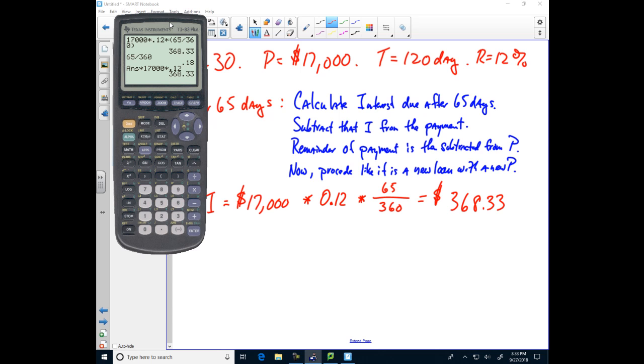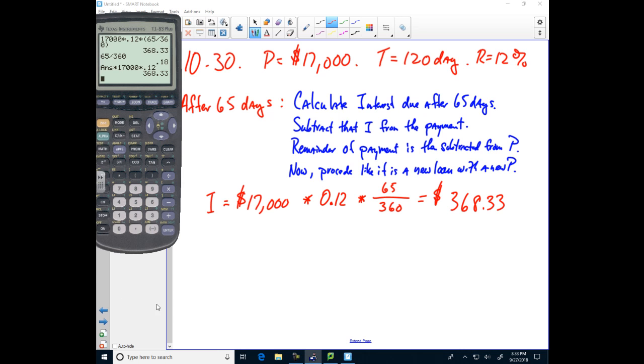So, is everybody okay? You see where this came from? This was the interest due after 65 days. I'll write that down. Now, actually, if Sean had come in and said, I'm going to pay the whole loan off, he would have still owed $368.33 of interest, plus the original principal. Now he's not going to pay the whole loan off, but that's the interest up till this date.